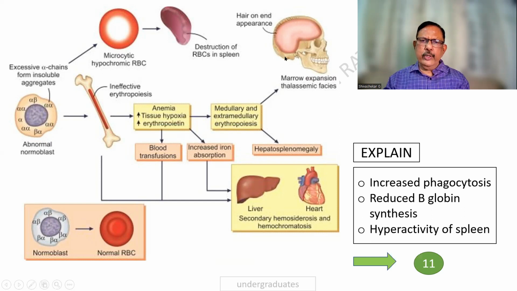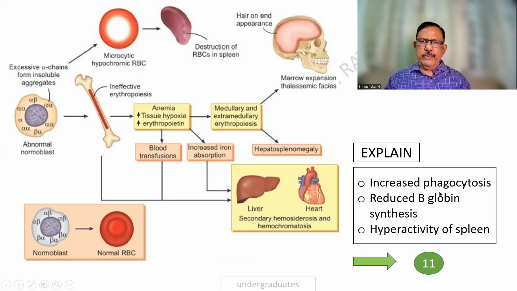The hair-on-end appearance I told you in the earlier slide itself. Extramedullary erythropoiesis can happen because of the severe anemia. Erythropoietin is also being produced, but the patient will be requiring repeated blood transfusions owing to massive and recurrent hemolysis. Also, because of it, there can be an increased amount of iron absorption. At the same time, the patient is also transfused with blood. Therefore, he can end up with hemochromatosis or hemosiderosis of organs such as the heart and the liver.